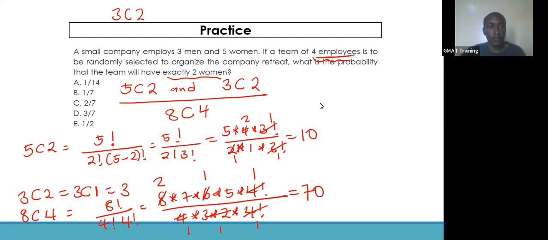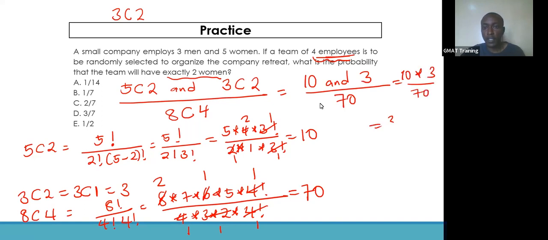So we have 5 choose 2 and 3 choose 2. This will be 5 choose 2, that's 10, and 3 choose 2, that's 3, all over 8 choose 4, that's 70, right? So multiply this together. This is 10 times 3 all over 70, and you'll have 30 over 70, which simplifies to 3 out of 7. Yeah, and the answer is D.